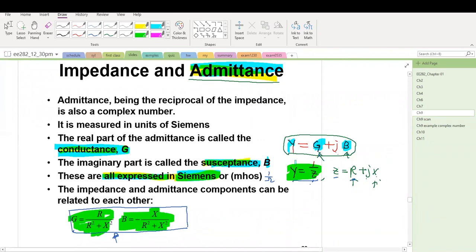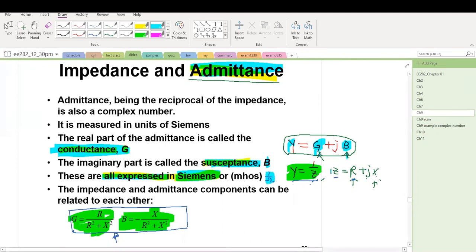Now let's look at a couple of terminologies for admittance. Admittance, that's Y, contains the real part and the imaginary part as well. The real part is G, the imaginary part is B. G is called conductance, and B is susceptance. They all have the unit of Siemens, that's 1 over ohm.